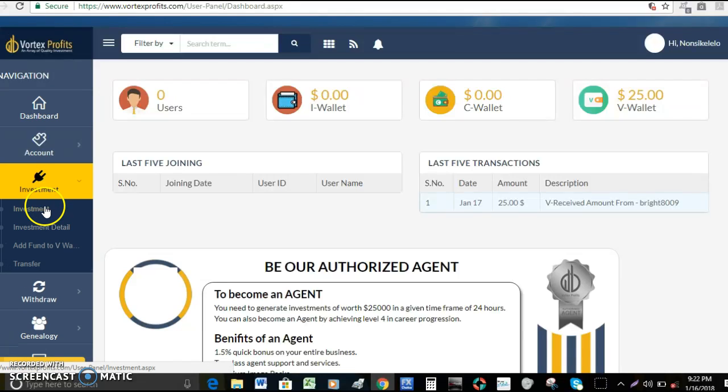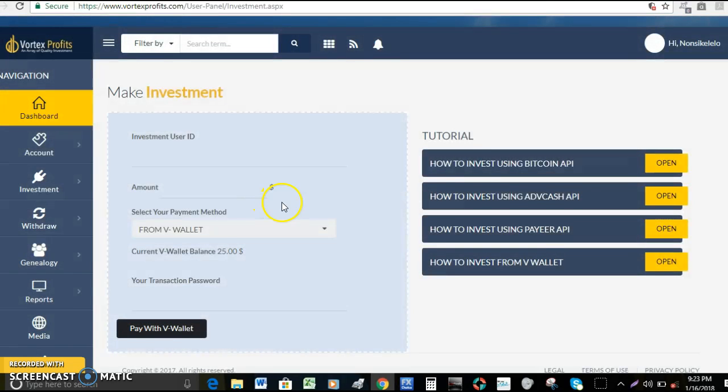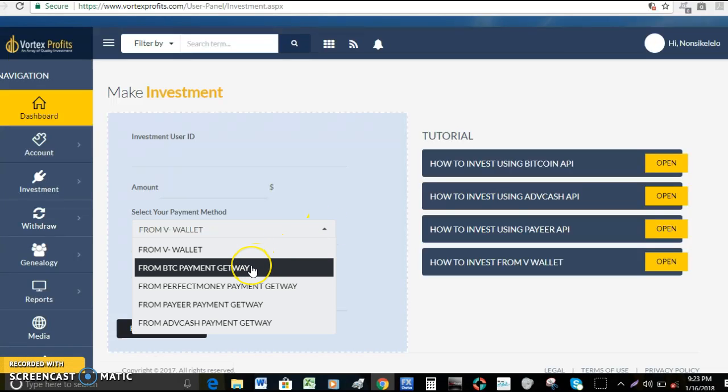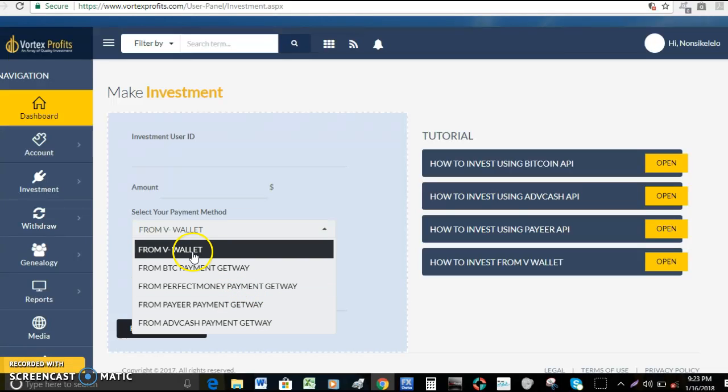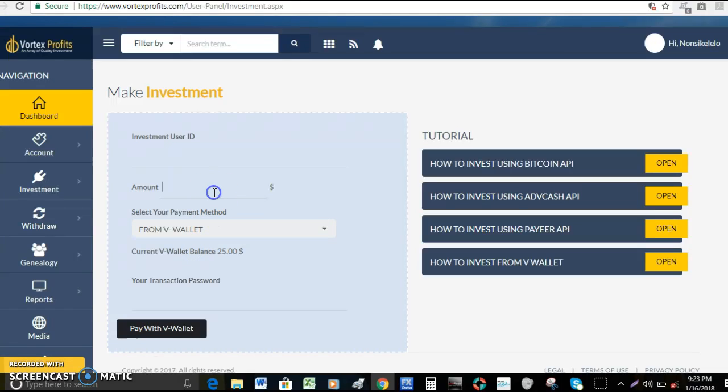So let's go to investment. I'm doing this for the first time, so you bear with me if I make a mistake. We can quickly go back. Okay, where are you investing the money from? Remember, if you are investing, you can invest from Bitcoin or from Bitcoin address, from Perfect Money, Payeer, Advanced Cash. So today is coming from V wallet, and then we're investing $25.